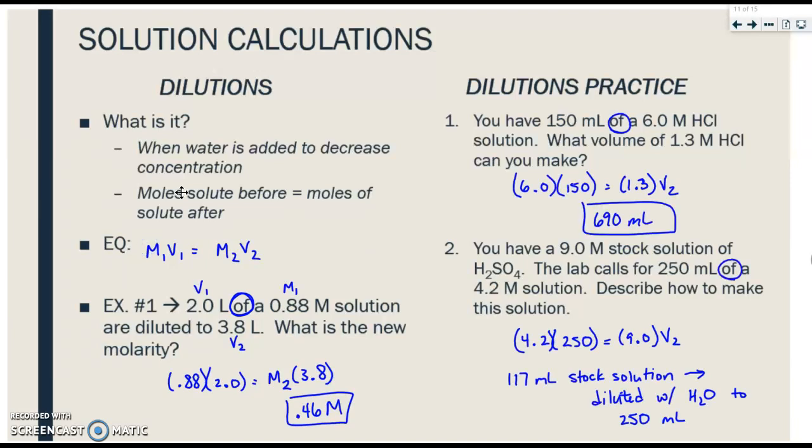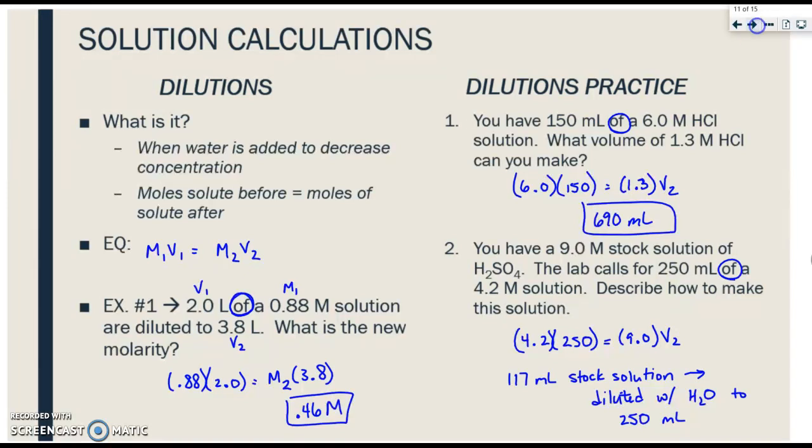Here you can see the answers to the practice problems. Both really just kind of plug and chug, so plug in what you know and solve. For the second question, it's a little different. It asks you to describe how to make your solution. So you have to use your M1V1 equation to figure out how much of the stock solution you need. Turns out you'll need 117 milliliters, that's your V2. And then for this question, you'd also have to make note that you have to dilute the solution with water up to 250 milliliters. So you do the math and then also briefly describe how the solution is made.